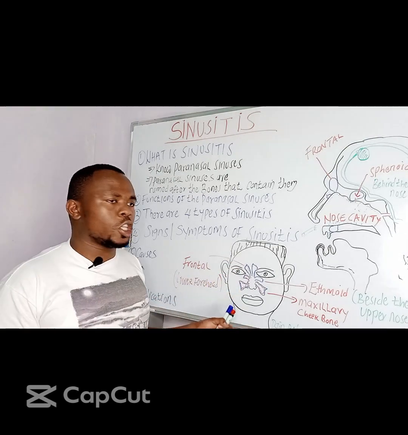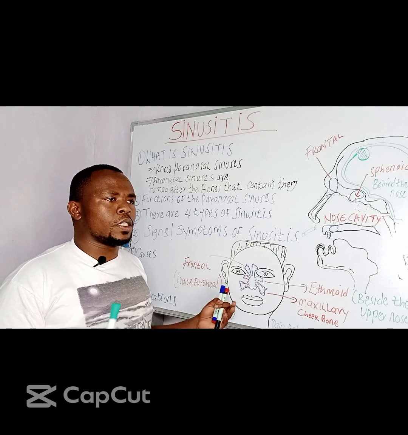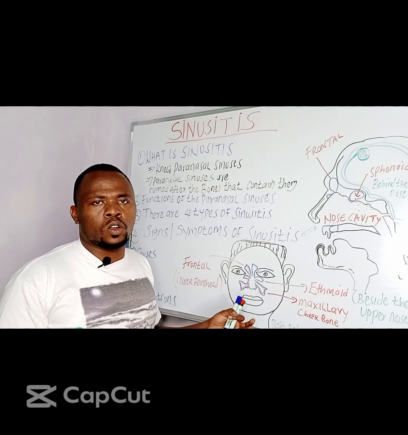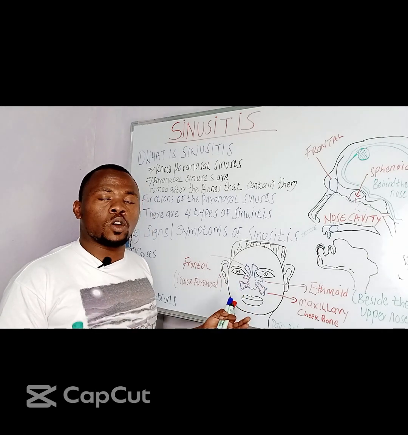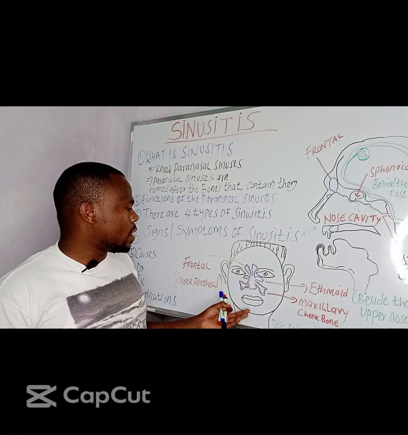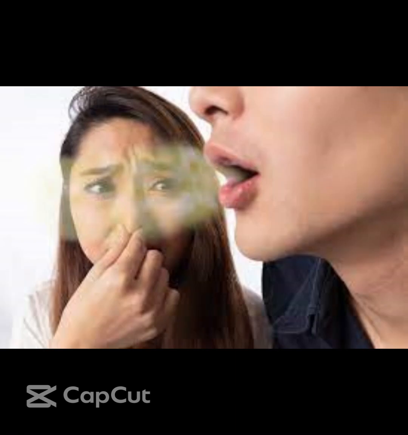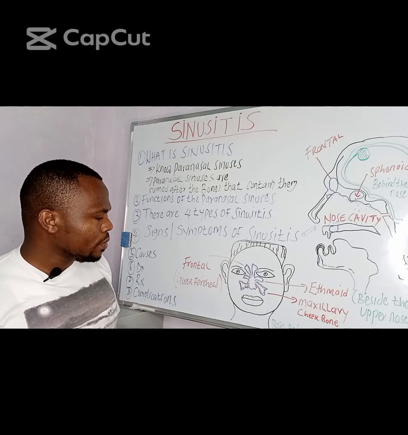Your sputum will be greenish, thick. It may also be yellowish. It also may contain blood. Then we have bad breath. Sinusitis is a cause of bad breath.